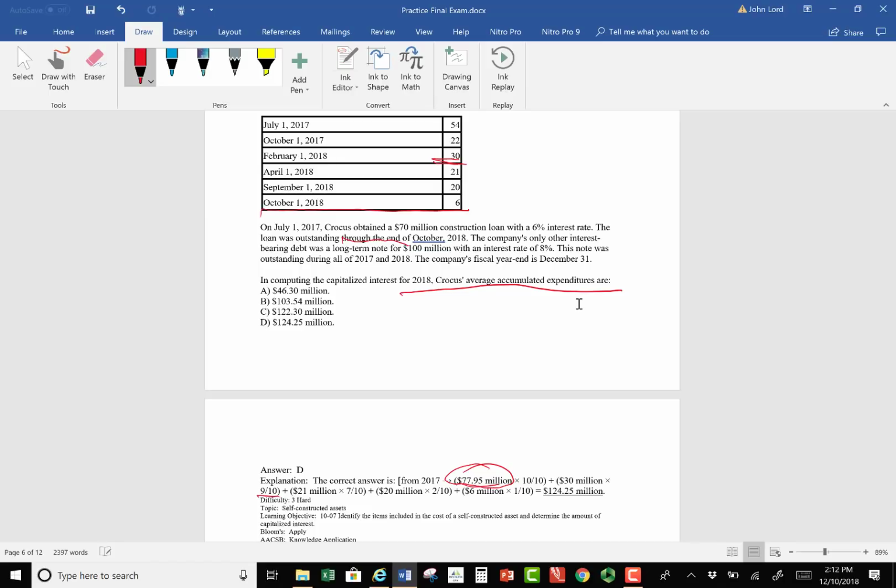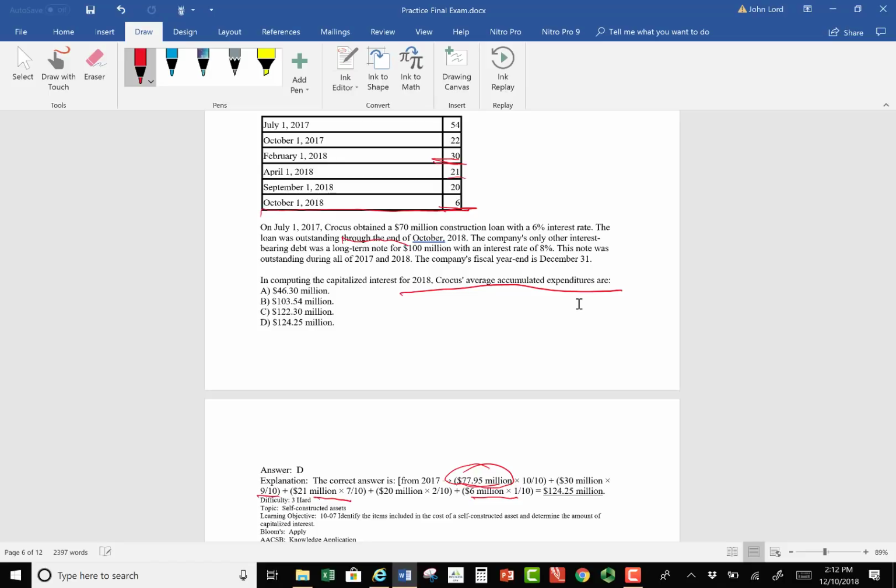January 1st to October 31st is what? 10 months. Okay. February was what? We don't count January. We start with February, right? Okay, and that goes to the end of October. That's 9/10. And then 7/10 because what? We had that first amount in April, all of May, all of June, all of July, all of August, all of September, all of October, 7 months. Okay, so that was outstanding for 7 months. And then the amount that was spent on October 1st was outstanding for what? For 1/10, right? Okay, so you got to watch your dates, guys.